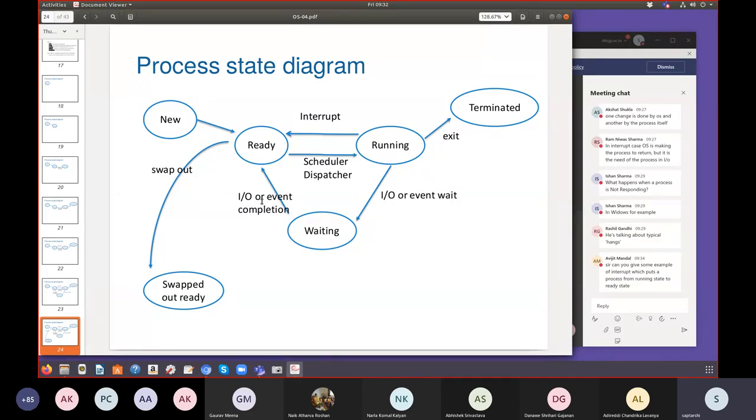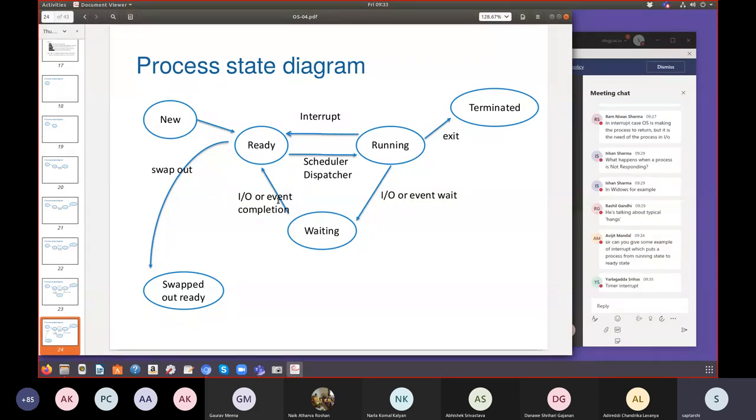Abhijit says, can you give an example of an interrupt which puts a process from running state to ready state? Okay, I can, but I would like you all to do it because we have discussed this. What can be an interrupt which puts a process from running state to ready state? It's simple, we discussed it in detail. Exactly what Sriyas says, timer interrupt.